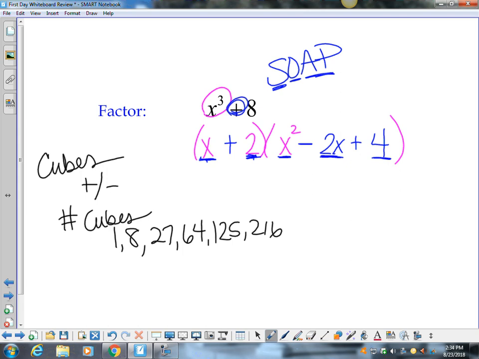Now, side note, this now looks like a trinomial. The back end of a cube will never factor again. So it may look like a trinomial, but don't go spin your wheels messing with it because it will not factor again.